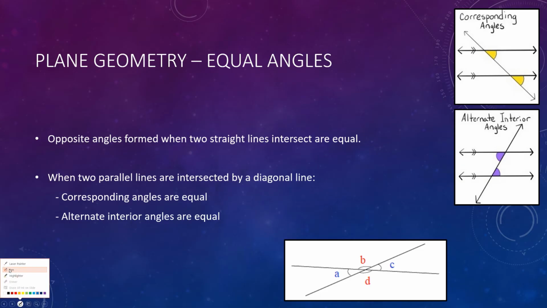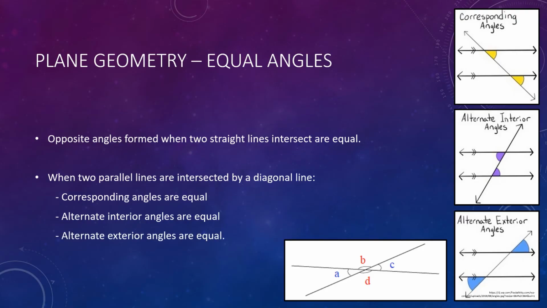Okay, one more of these situations. You could also have alternate exterior angles. Same situation, but now we're looking at the exterior. These alternate ones are also equal. And again, that also works for the bigger angle here on the top left and the bottom right. Those two will also be equal.